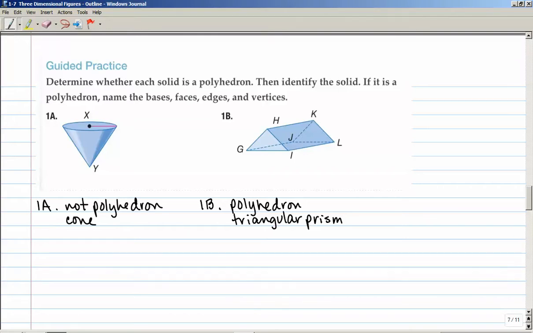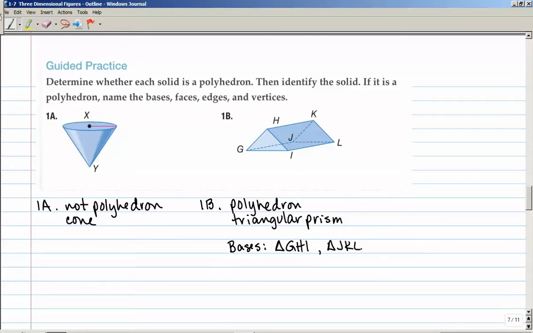Now, a confusing thing about a prism is the base is not always on the bottom. The bases are going to be the two shapes, the two sides that are the same shape, the same size, and are directly across from each other. So in this case, the bases are going to be this triangle GHI and the triangle JKL. Since this is a polyhedron, now we need to name all of the parts here. So the bases are going to be triangle GHI and triangle JKL.